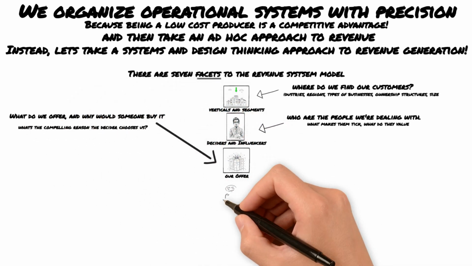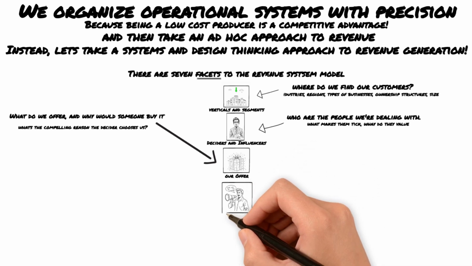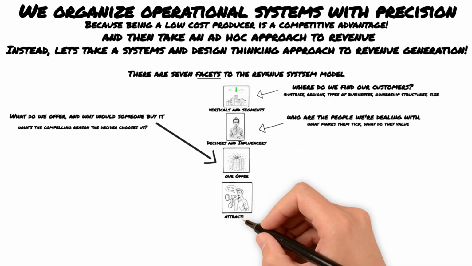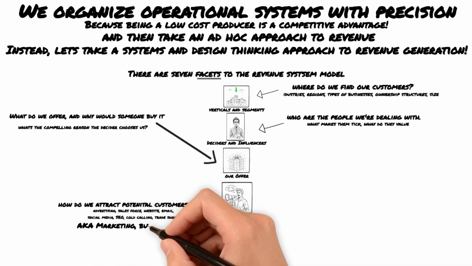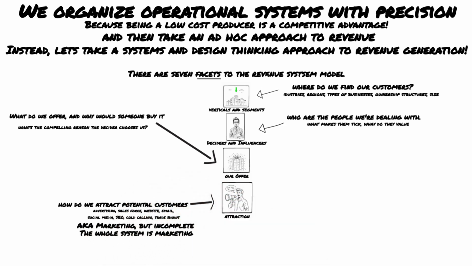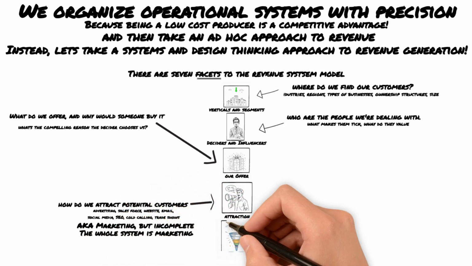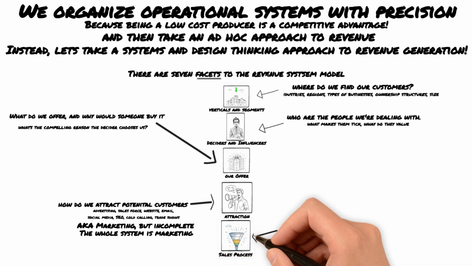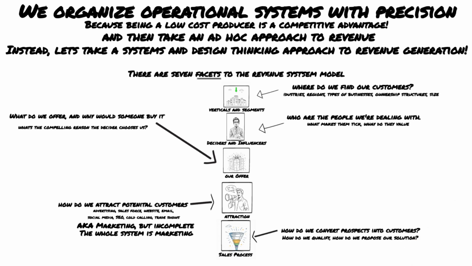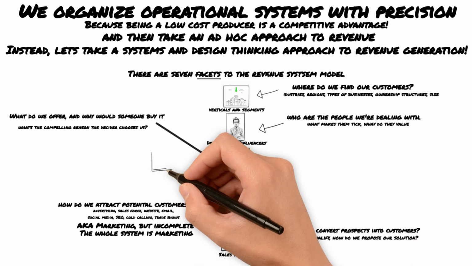Then attraction. How do we attract the prospects we need? Some call this part marketing because marketing outreach tactics are being used, but this is incomplete. The whole system is marketing, and sales is but one part of marketing. On that note, our sales process. Once we've engaged prospective buyers, how do we convert them into customers? And how do we retain and get repeat business from our existing customers?